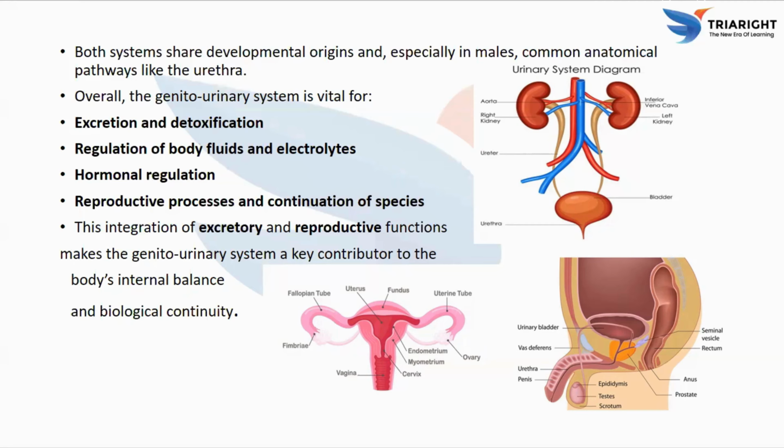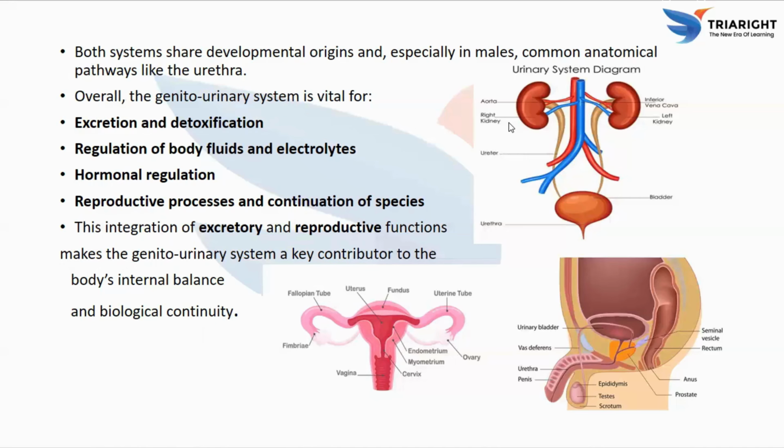Now, why is the genitourinary system important in the human body? Because it performs several vital functions. The first one is excretion and detoxification. This is mainly the job of the urinary system. The kidneys filter the waste products from the blood and remove harmful substances like urea, creatinine, drugs and toxins. This waste is removed from the body as urine. So the kidneys act like the body's natural purification plant, keeping the blood clean.